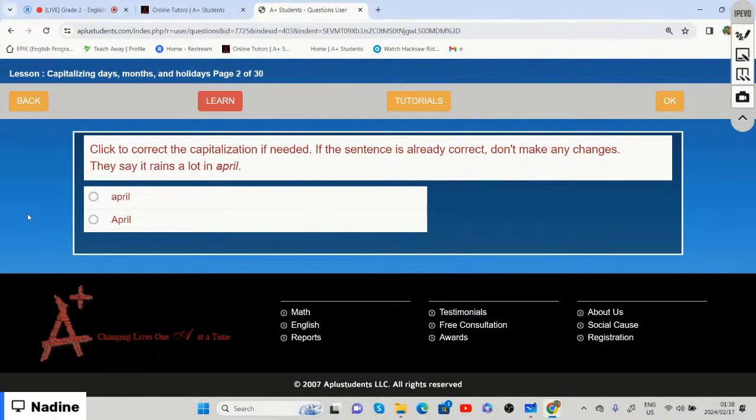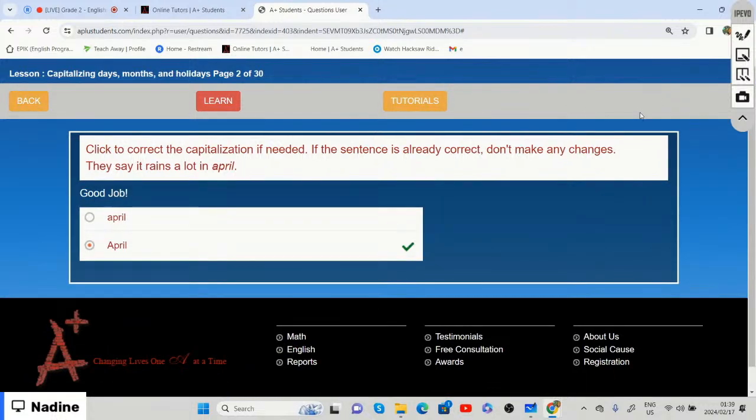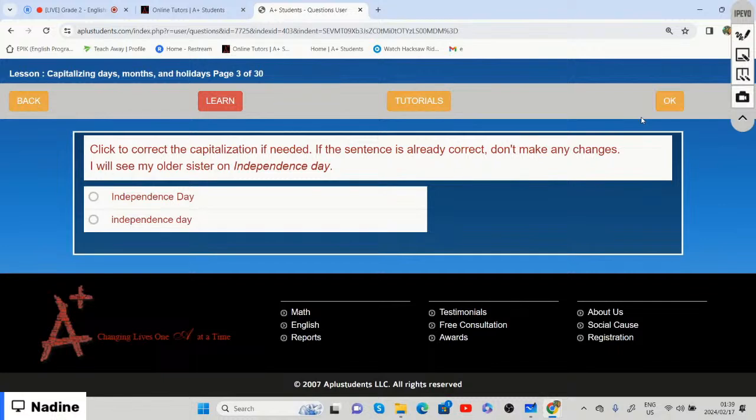All right, then if we make changes, right, we correctly write the month of the year, which is April, then we're going to choose the second option, which is April with a capital letter A. And that is correct. Well done. April is correct.